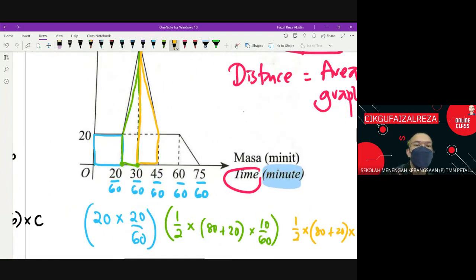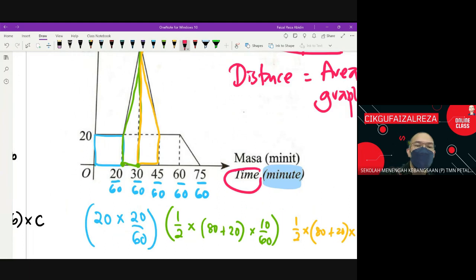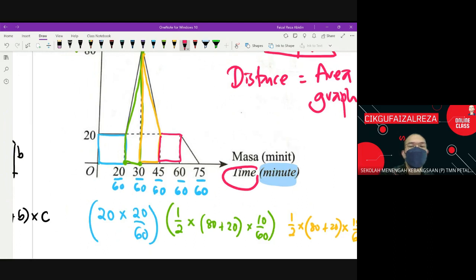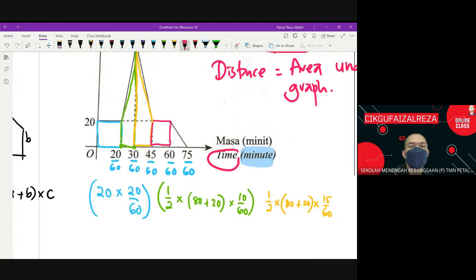And then we are going to have another one, this one. Oh, sorry. I still using the same color. I want red. This one. Finish. How to get this one? 60 minus 45. 15. 15 over 60, isn't it? Yes. And then last one.